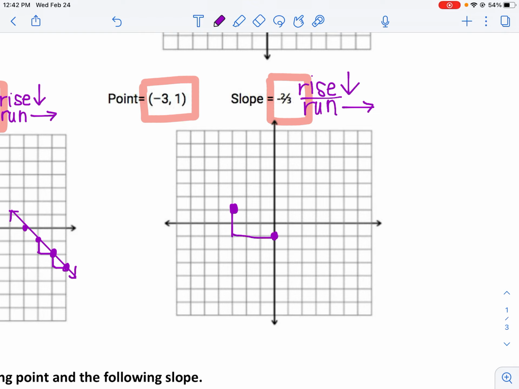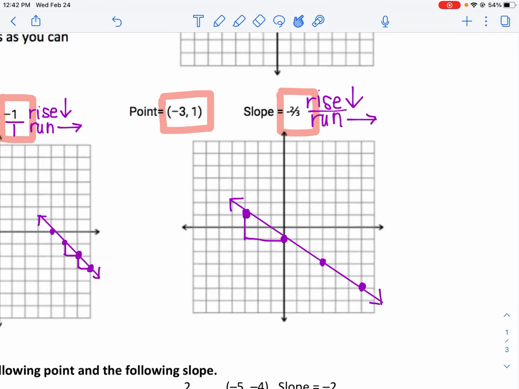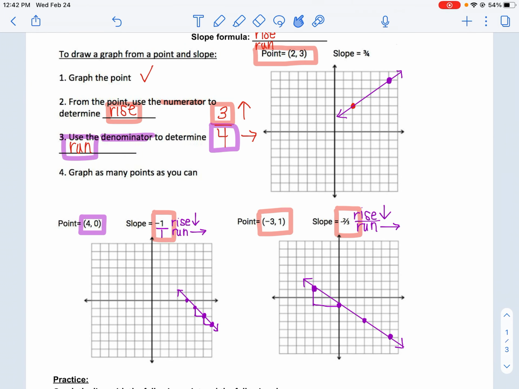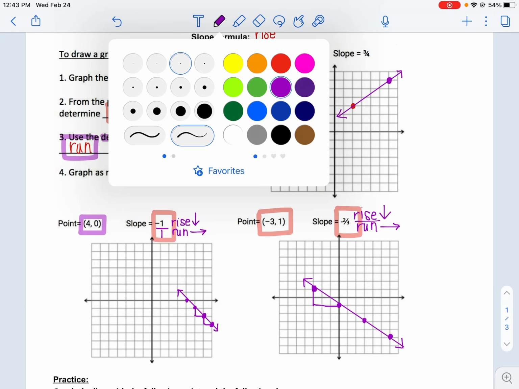And I'll show you without the stair step, down 2, right 3, down 2, right 3, and we're going to continue this until it looks like we're going to go off our graph. We're going to connect our dots as best we can with a straight line, add our arrows, and those are your graphs. So to review, you graph your coordinate point by moving X, then Y, and then you locate your slope and you determine if the rise goes up or down, if the run goes left or right, and then you go from that first point and you move with the slope, rise over run, however many spaces it tells you, until you have as many dots as you can get on the graph, and then you connect your dots.